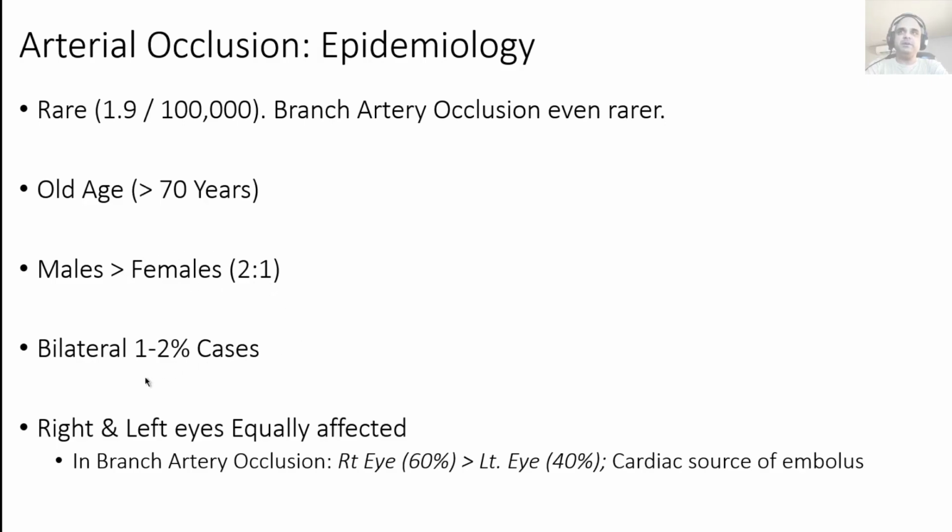Males outnumber females by 2 to 1. It's usually a unilateral condition, but you see some bilateral cases, about 1 to 2%. And the right and left eye are equally affected in the central retinal artery occlusion. In branch retinal artery occlusion, it's the right eye that has a preponderance of branch arterial occlusions as compared to the left, and that's simply because the source of the embolus that causes a branch artery occlusion is from the heart. Thus, the involvement of the right eye more as compared to the left, and I'm sure you know why that is.